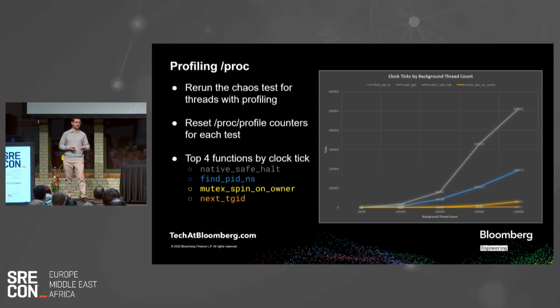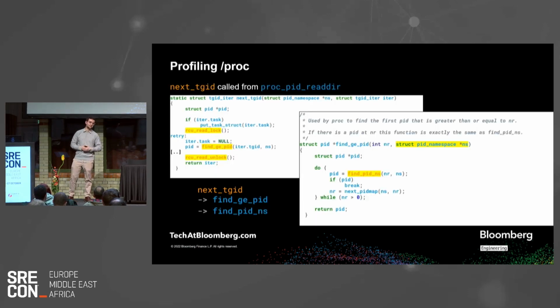And finally, we have our old familiar friend, the next tjid function. So this definitely tells us that we're on the right track and something is up with that proc PID reader function. All right, so a little bit more kernel stuff, and then we'll be done with it, I promise. Next tjid is called from our proc PID reader function, as we saw on the earlier slide. So let's dig into the next tjid function.